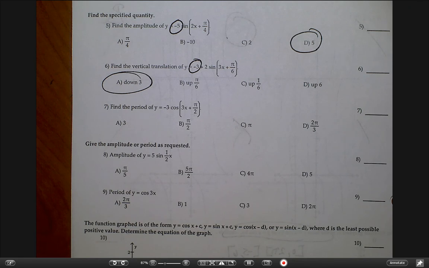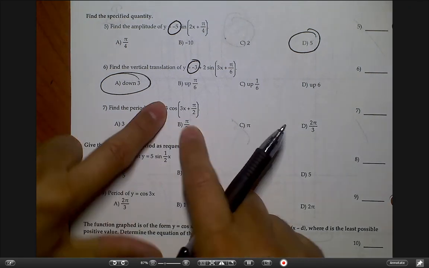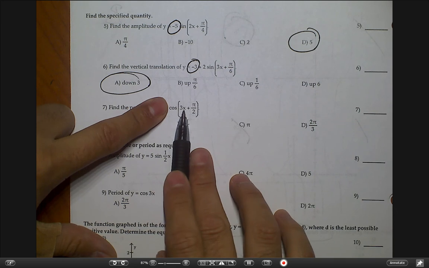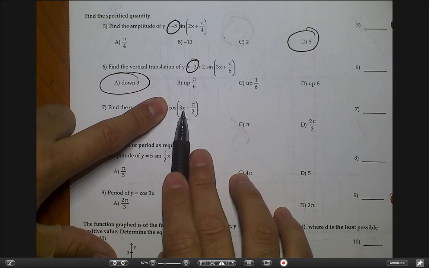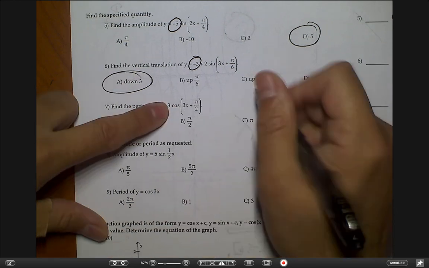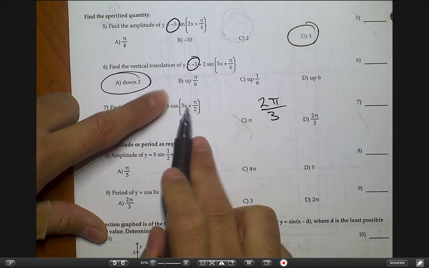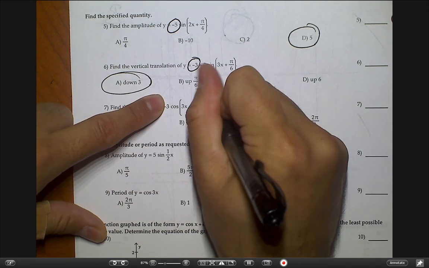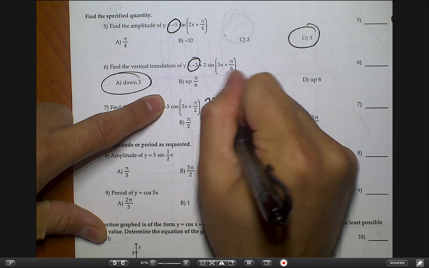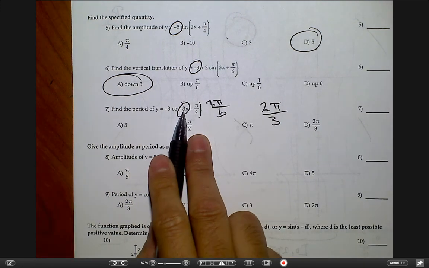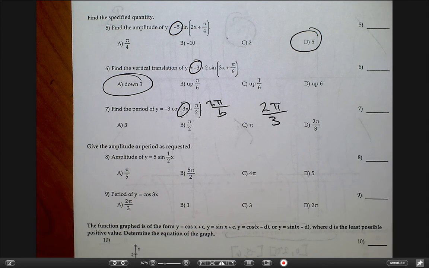Find the period. So to do the period, I would do what? Remember, it's something over b, right? 2 pi. There we go. So it's 2 pi over 3. So it's 2 pi over b, right? And my b value is the number in front of my x. So it's 2 pi over 3.